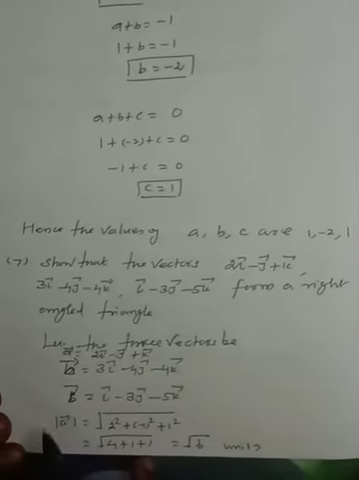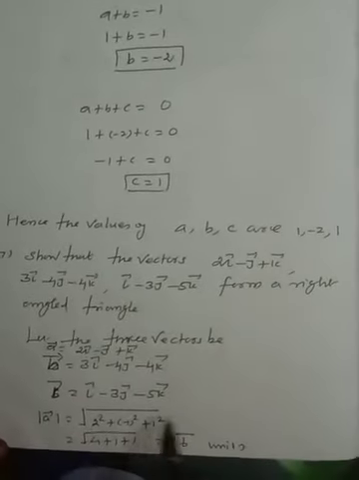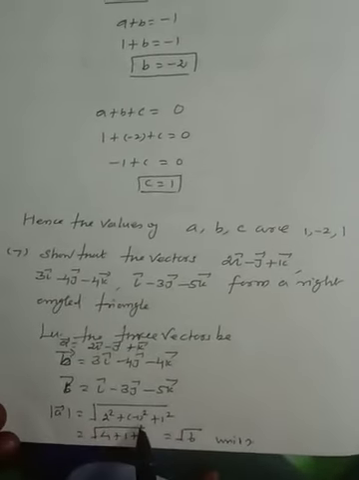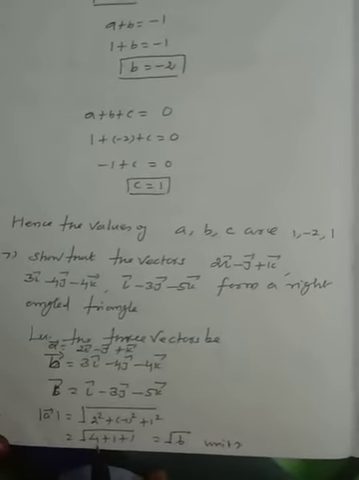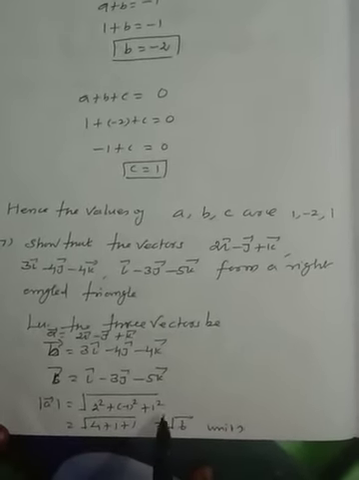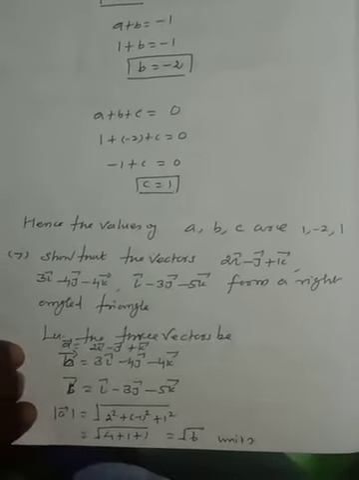Now, first we find the magnitude of a vector. It means the square root of the coefficient of i vector whole square plus the coefficient of j vector whole square plus the coefficient of k vector whole square. 2 square is 4, minus 1 whole square is positive 1, 1 square is 1. So root of 4 plus 1 plus 1 is root 6.